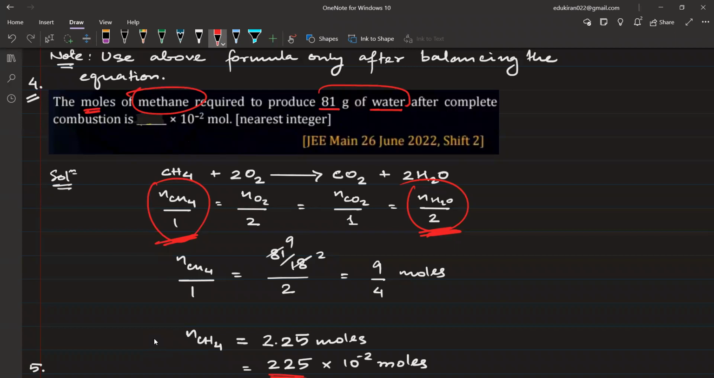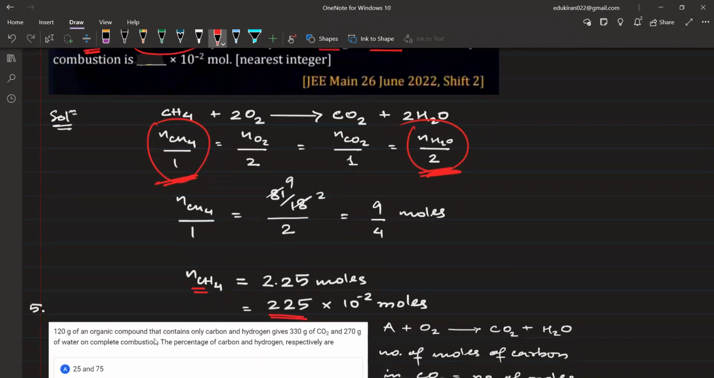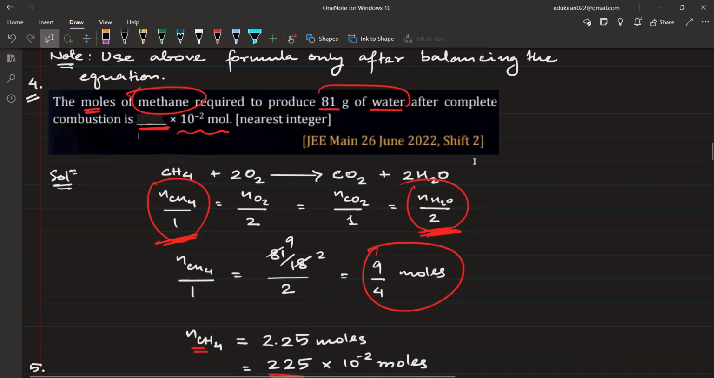It is equal to what? Number of moles of CH4 divided by 1. That means number of moles of CH4 will be equal to 2.25. If you divide this, how much do you get? 2.25. And if you convert 2.25 in terms of 10 to the power minus 2, you will get 225 into 10 to the power minus 2. So here you have to write 225. That's it. Please write this down. Do it with understanding.